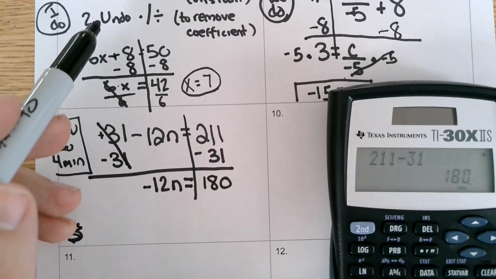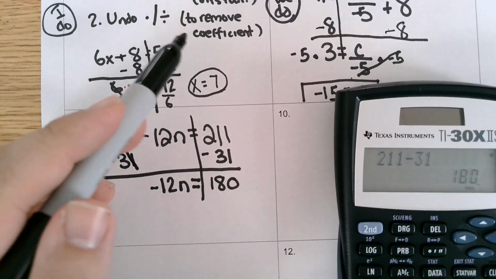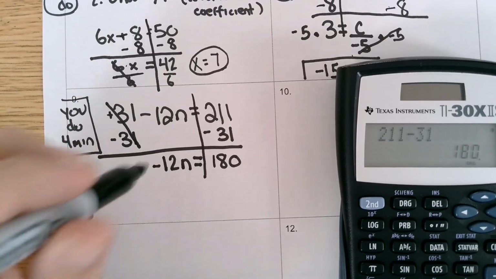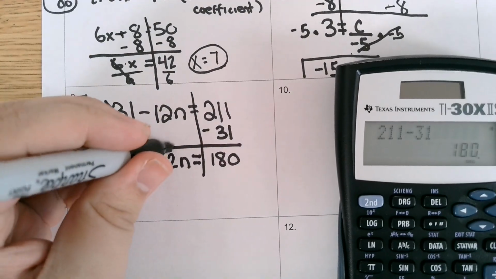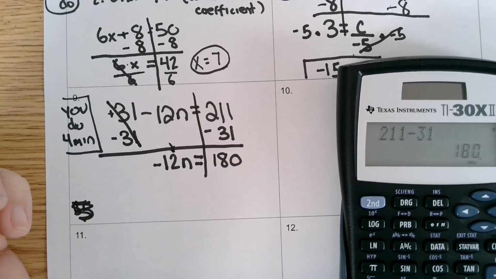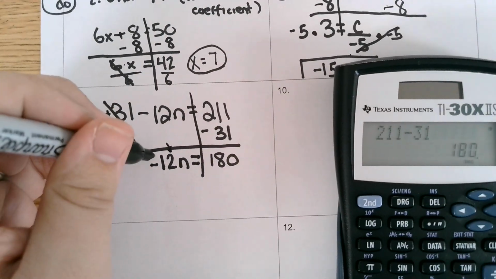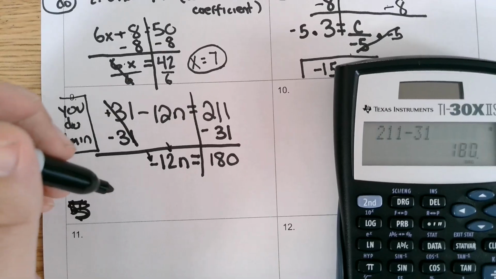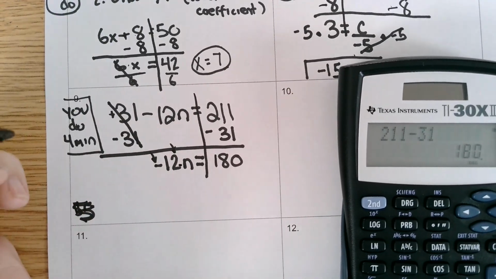Now we've got to remove our coefficient by undoing multiplication and division. Apologies, it's been a long day. Even though this has a minus sign out in front of it, it is still being multiplied to the n, because this negative 12 is not a constant, it's a coefficient. That's a very big thing that you need to realize. Even though there is a negative sign here, that does not mean that you add it. This negative 12 is still being tied to n by multiplication.